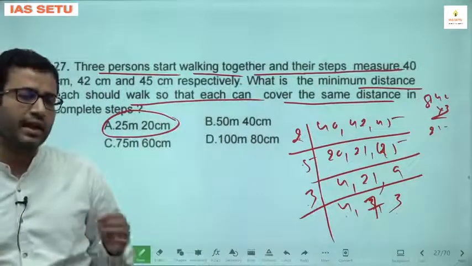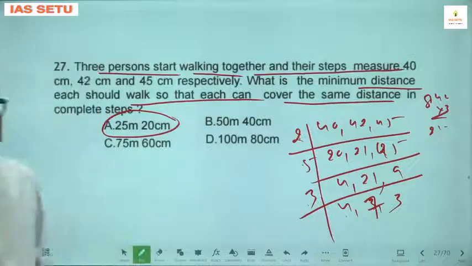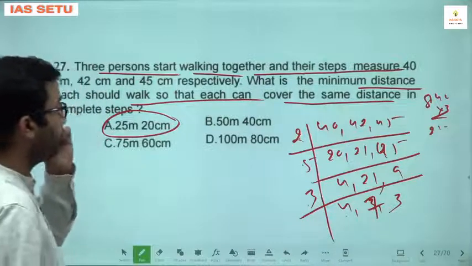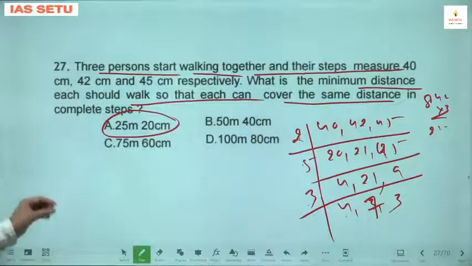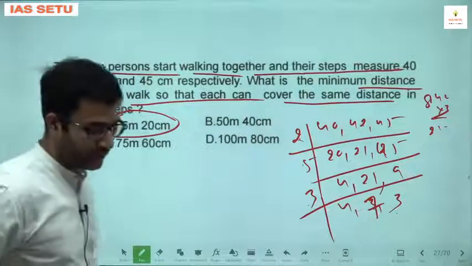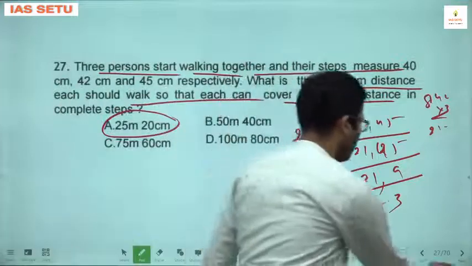So this is just a calculation question where you have to find the LCM of 40, 42, and 45, and you get the direct answer. Next, question number 28.